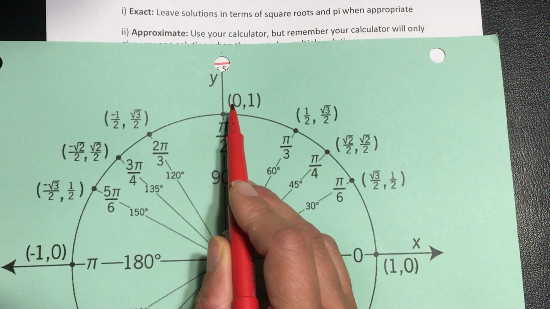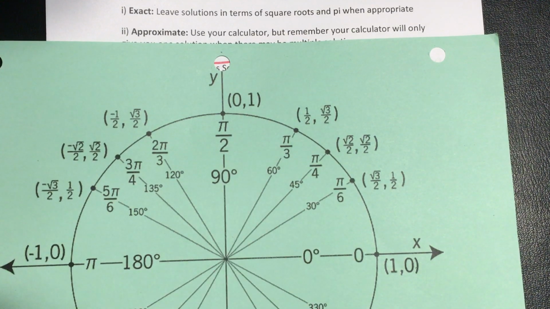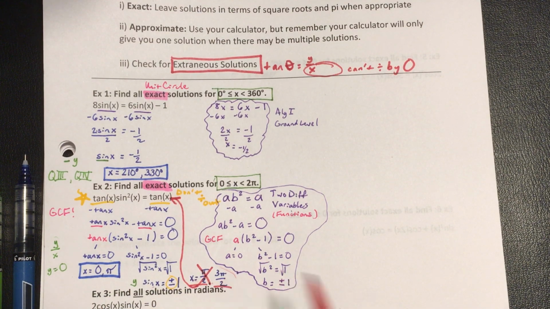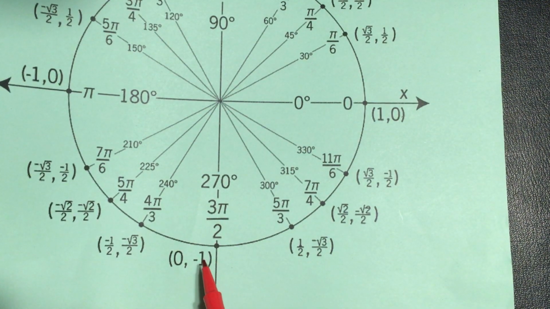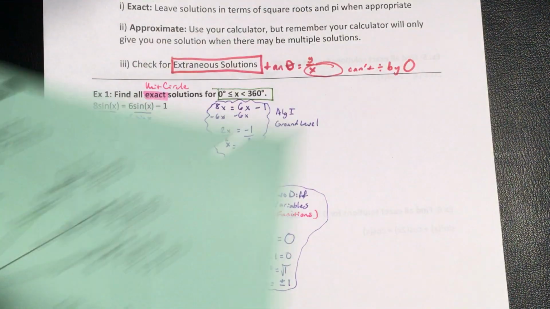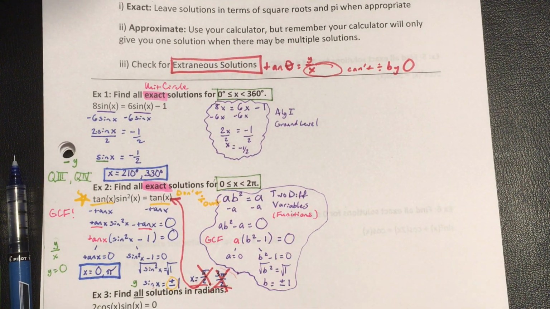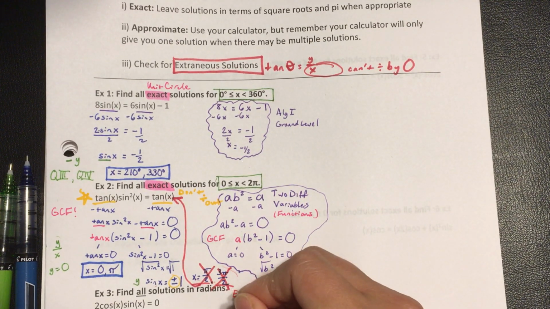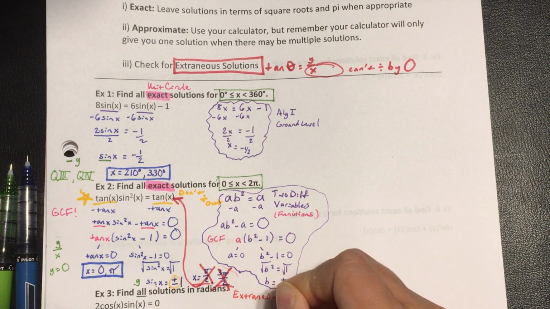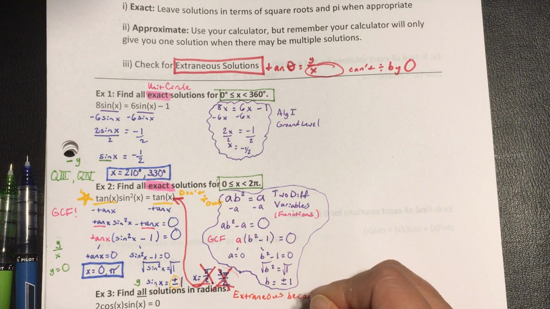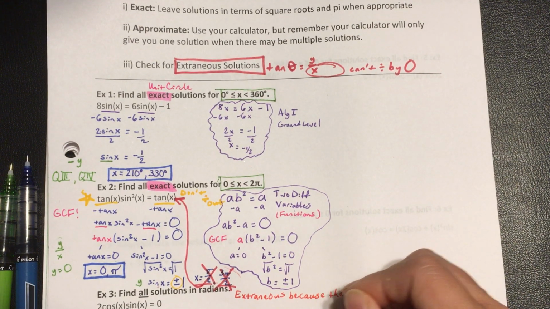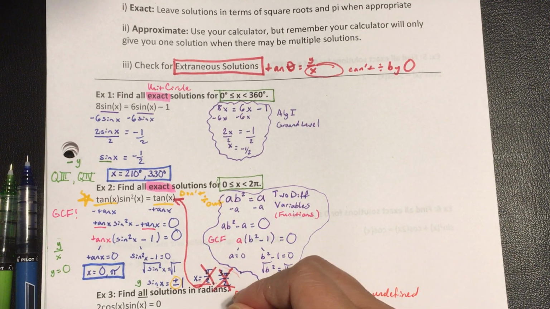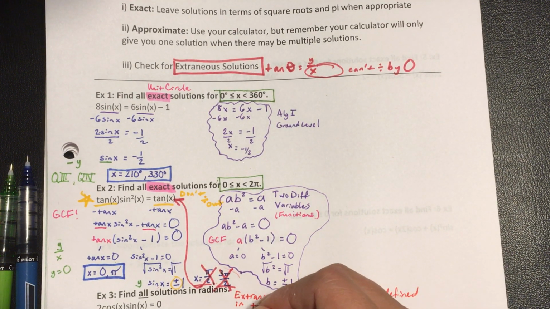So if I want to find the tangent of pi over 2, tangent of pi over 2 would be y over x, or 1 divided by 0. Wah, wah. That is undefined. The tangent of 3 pi over 2 would be y over x, or negative 1 divided by 0. Wah, wah. So these two solutions are extraneous because they are undefined in the tangent function.